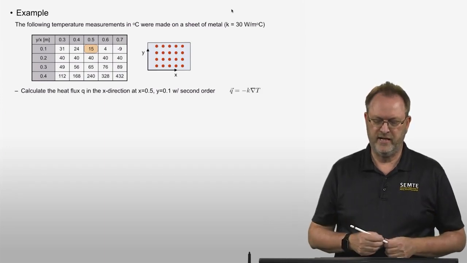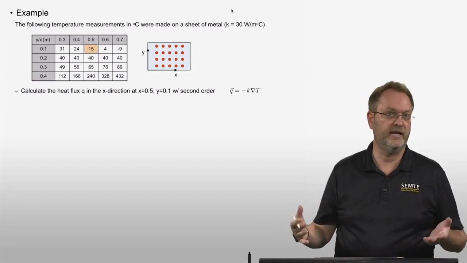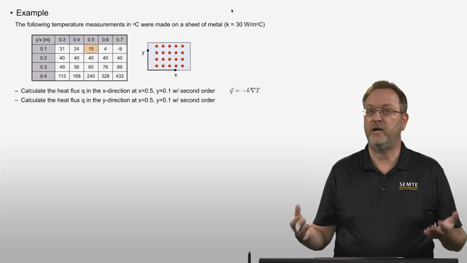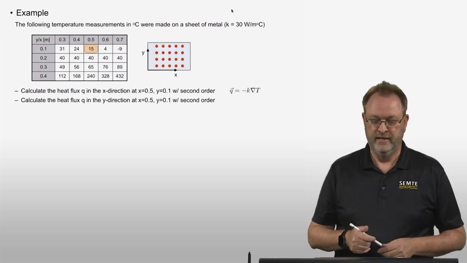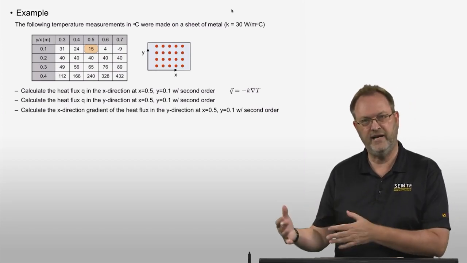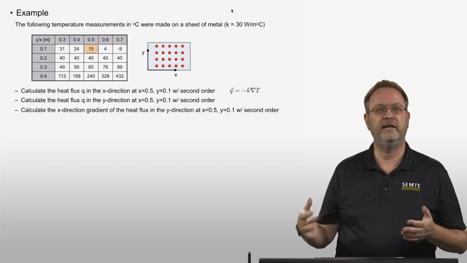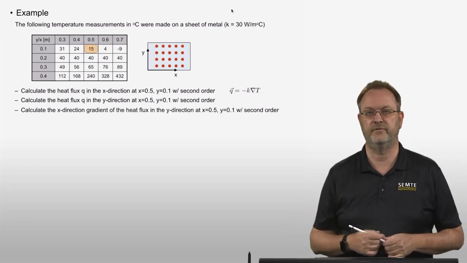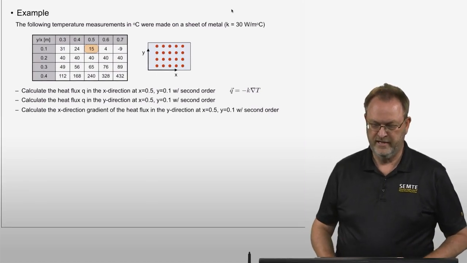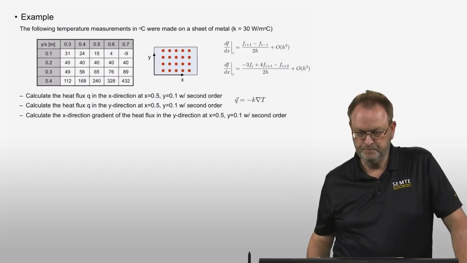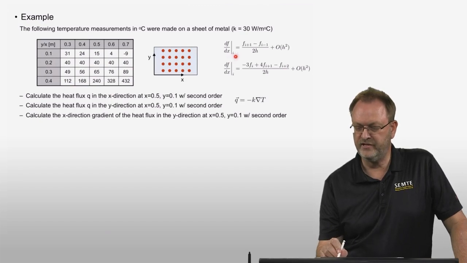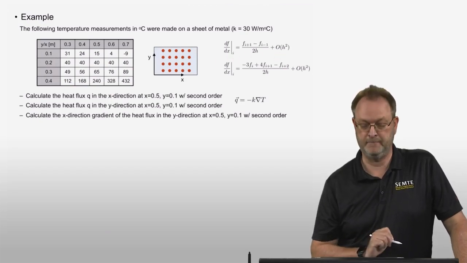And just as a reminder, the heat flux vector Q is minus K times the gradient of the temperature. Then we're tasked to calculate the heat flux Q in the y direction at that same location. And finally, we're supposed to calculate the x direction gradient of the heat flux in the y direction. So how does the y direction heat flux change in the x direction? And doing all of that with second order. Okay, so let's tackle these problems one by one. And I've copied here onto this as well these second order finite difference formulas that I will need.